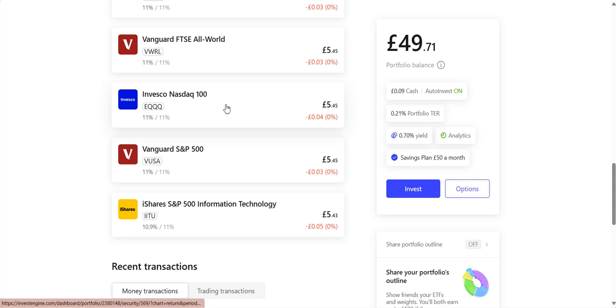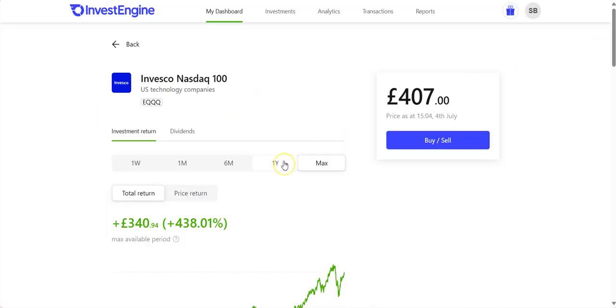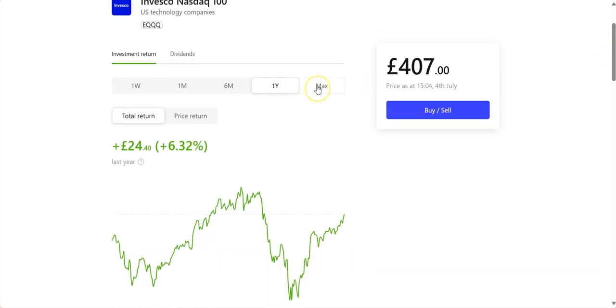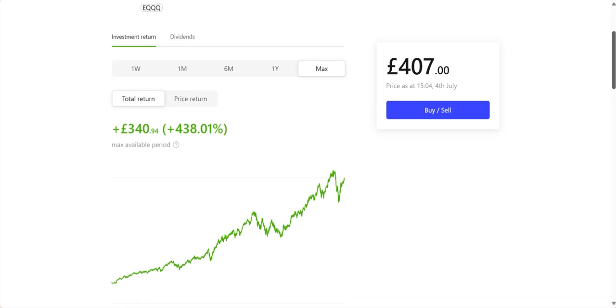Right, you can't talk about a growth portfolio without having the Nasdaq in there. So the Nasdaq 100 is tech. For the year it's at 6.32. And then if we look at the max, so since May 2016, 438%, that's just mad. That must be over 40% a year. Yeah, so that's really good, isn't it?